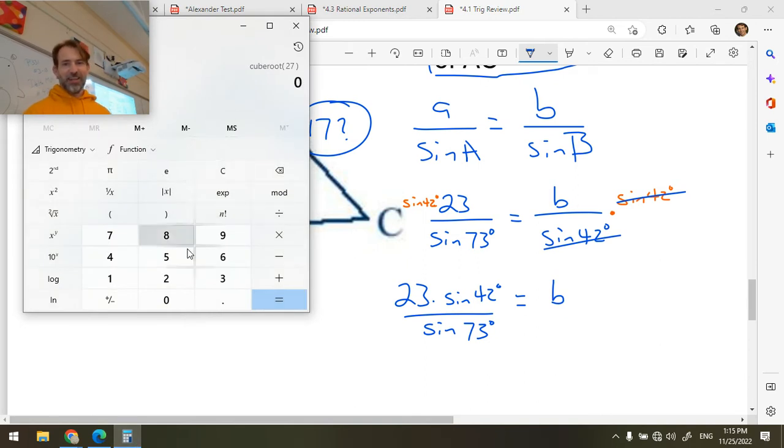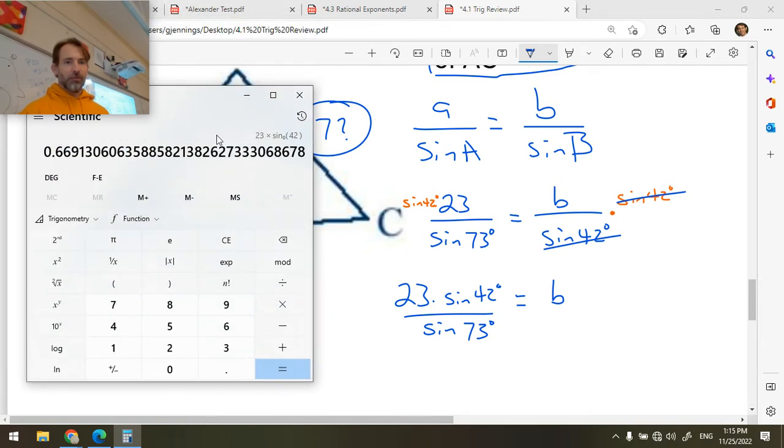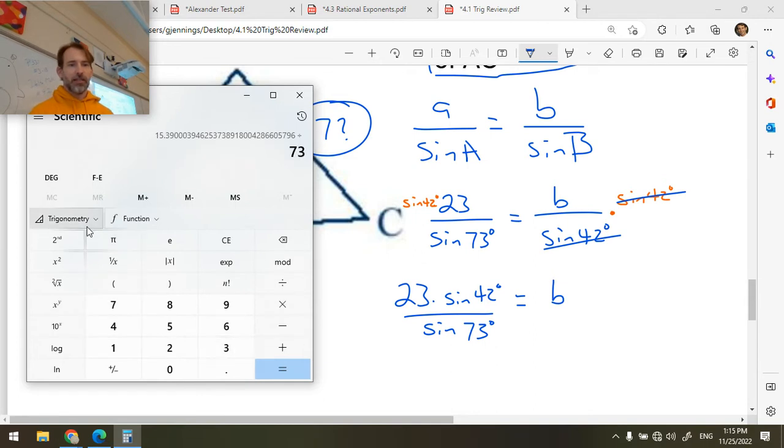Okay, clear your calculator. 23 multiplied by the sine of 42. On this calculator, I put in 42, and then I take the sine of it. That there is the sine of 42. If I push equals, that's what's on top of my equation, 15.39. And then I divide that by the sine of 73. I put in 73, and I take the sine of it.